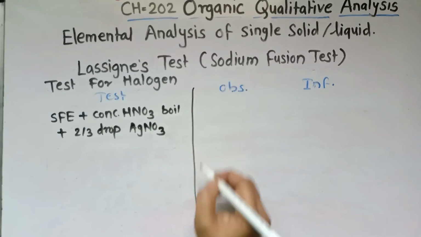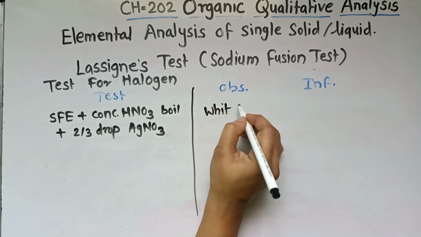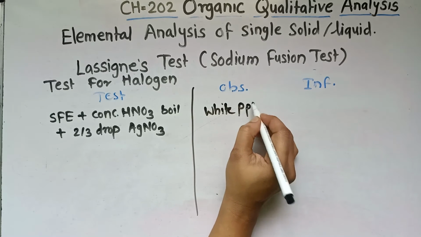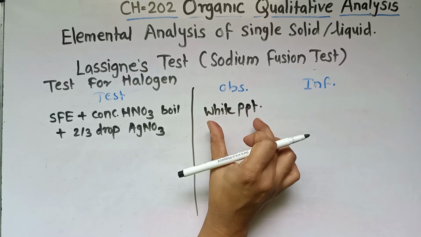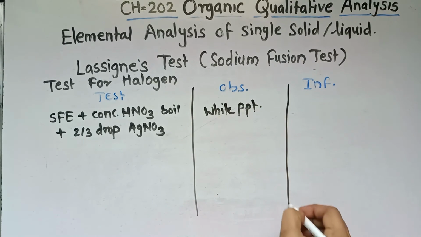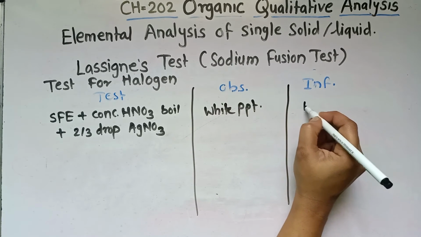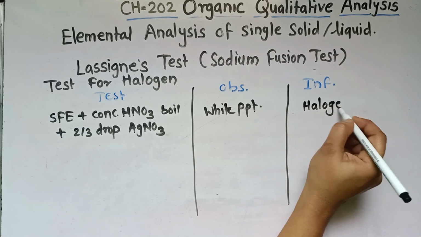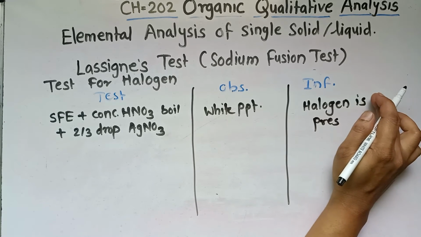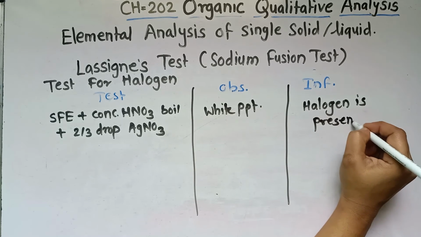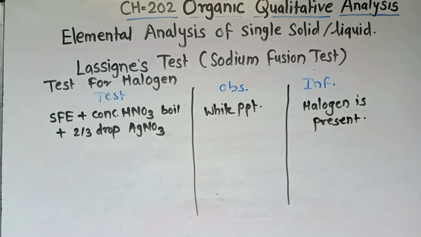If we observe the white PPT, then that white PPT is for the silver halides. So then we conclude that the halogens are present. In this way we perform the test for halogen. What the exact reaction is that happens, we are going to discuss now.